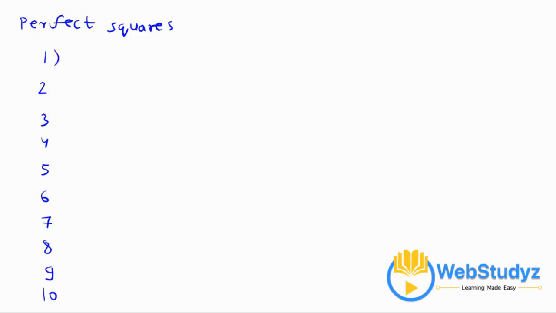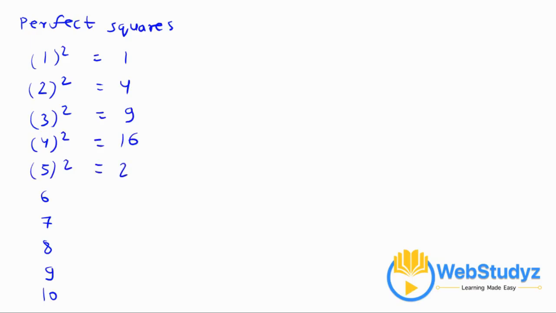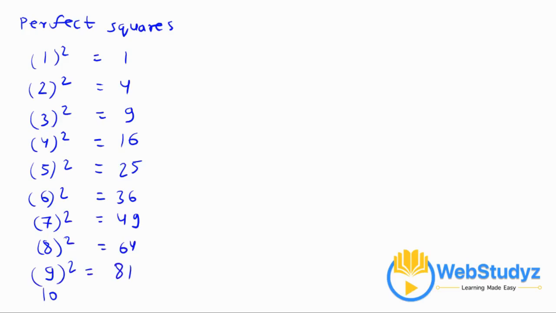So for 1, the perfect square comes out to be 1, and for 2, the perfect square comes out to be 4, and for 3, the perfect square comes out to be 9, and for 4, the perfect square comes out to be 16, and for 5, the perfect square comes out to be 25, and for 6, the perfect square comes out to be 36, and for 7, the perfect square comes out to be 49, and for 8, the perfect square comes out to be 64, and for 9, the perfect square comes out to be 81, and for 10, the perfect square comes out to be 100.